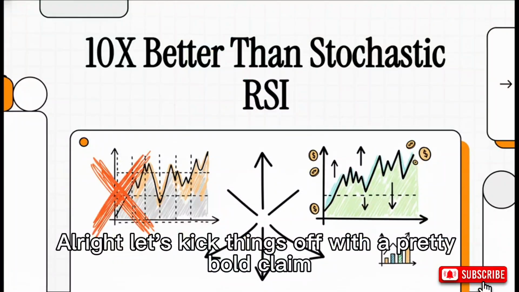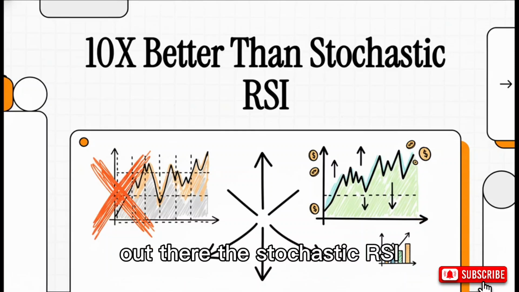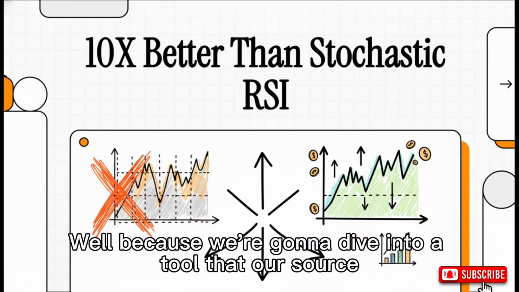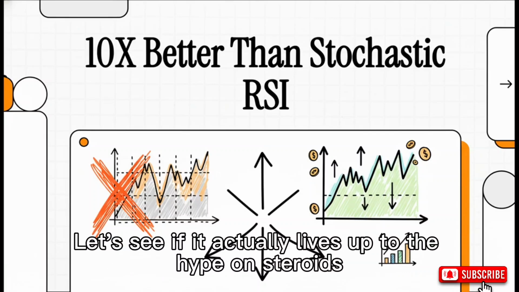All right, let's kick things off with a pretty bold claim. You might want to stop using one of the most popular trading indicators out there, the Stochastic RSI. Why? Well, because we're going to dive into a tool that our source material says is 10 times better for nailing those market reversals. Let's see if it actually lives up to the hype.